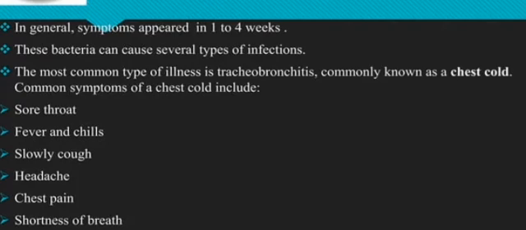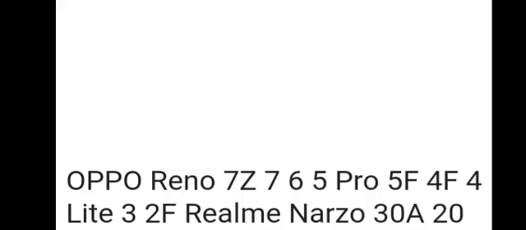Here we can look for the symptoms of Mycoplasma pneumoniae. In general, the symptoms appear in 1 to 4 weeks. This bacteria can cause several types of infection. The most common type of illness is tracheobronchitis, commonly known as the chest cold. Common symptoms of the chest cold include sore throat, fever and chills, slowly worsening cough, headache, chest pain, and shortness of breath.